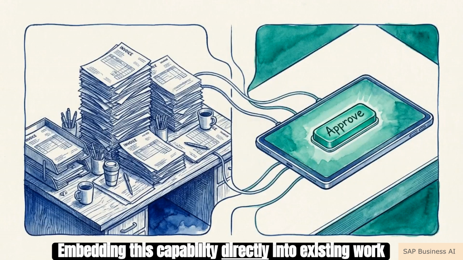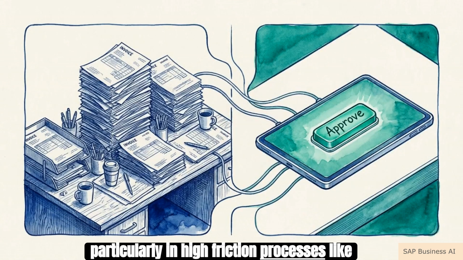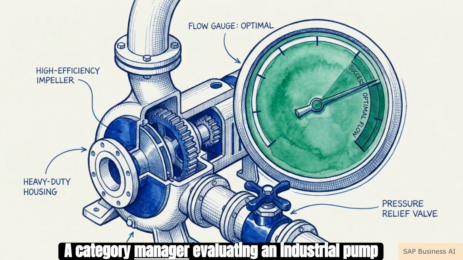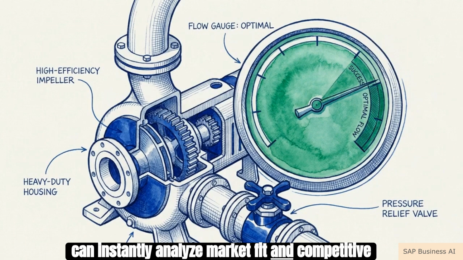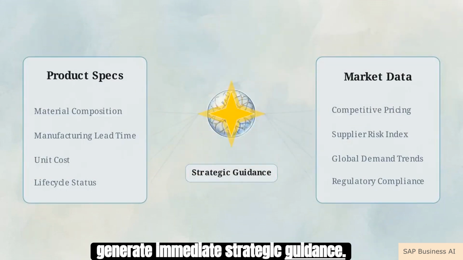Embedding this capability directly into existing workflows yields specific operational returns, particularly in high-friction processes like procurement. A category manager evaluating an industrial pump can instantly analyze market fit and competitive variability. The system cross-references the internal product specifications with the underlying market data to generate immediate strategic guidance.